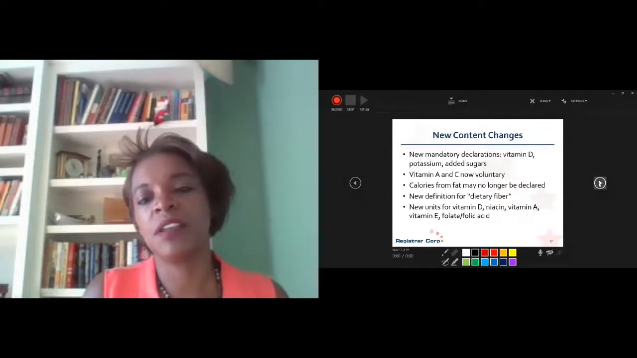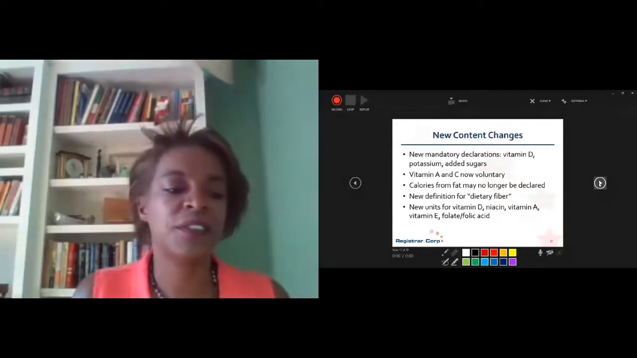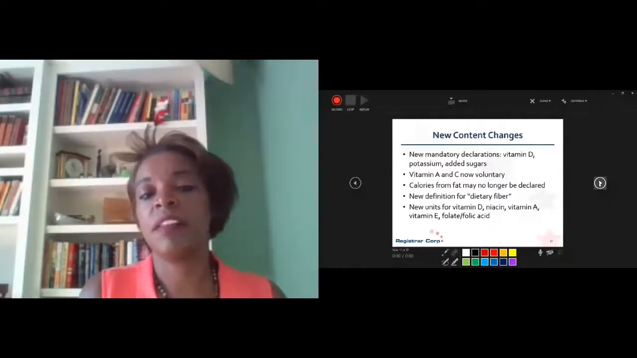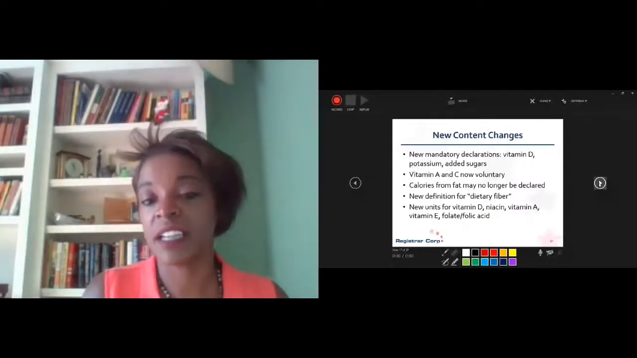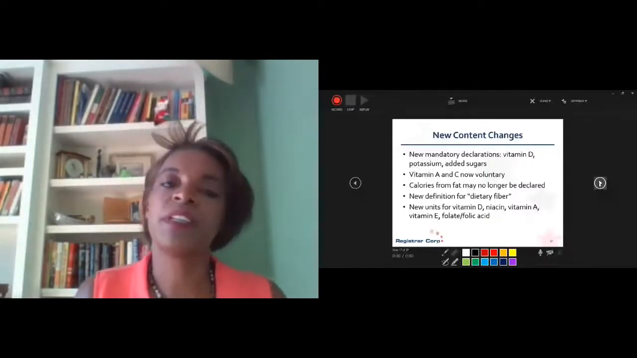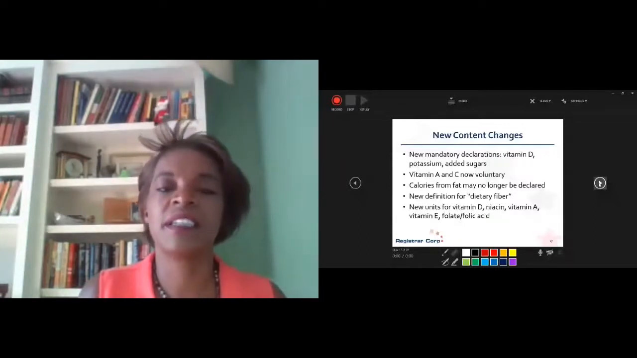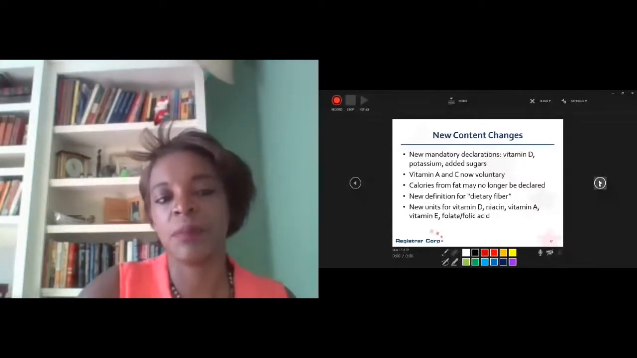Calories from fat may no longer be declared. FDA is saying that, while everybody's paying so much attention to the fat, often they're not looking at the sugars. They're also looking at a new definition for dietary fiber, new units for vitamin D, niacin, vitamin A, vitamin E, folate, and folic acid. So it's super important that you're aware of this because, again, FDA is not doing this to make things complicated. It's recognizing some areas of concern in U.S. citizens' health, and therefore they want to address it and highlight it, areas where it could help eliminate that problem.